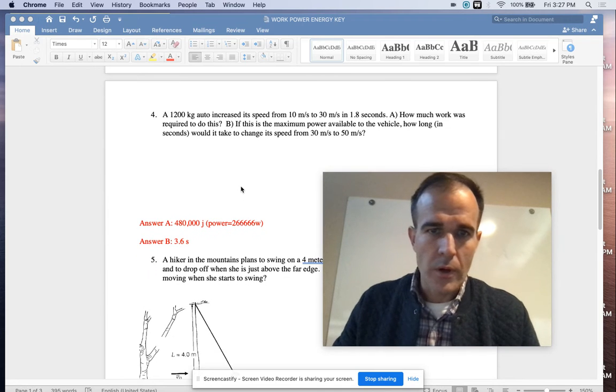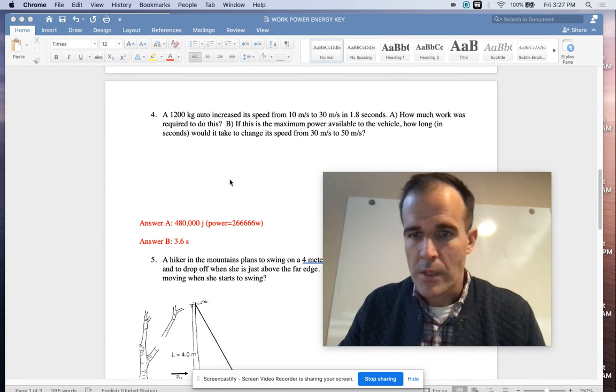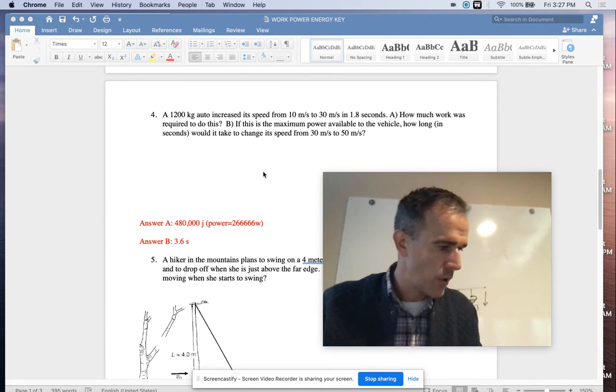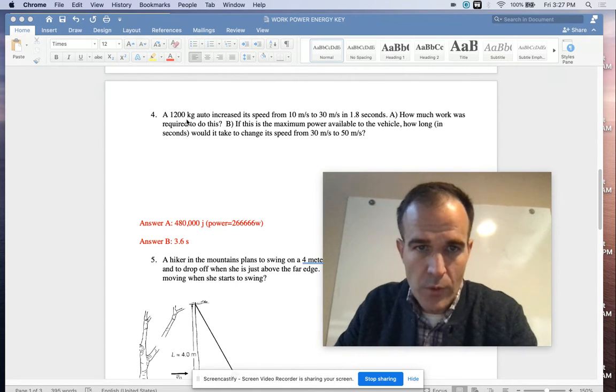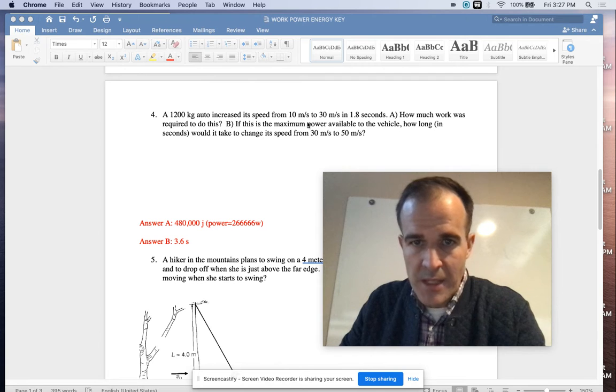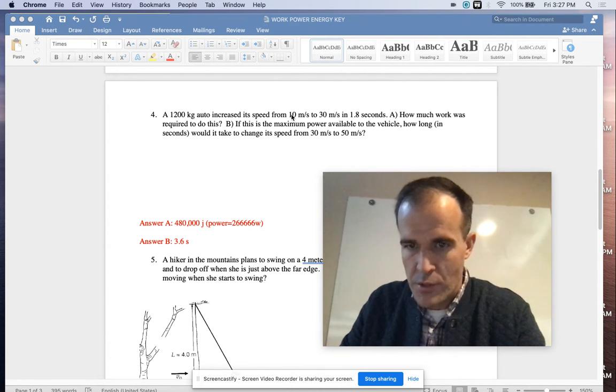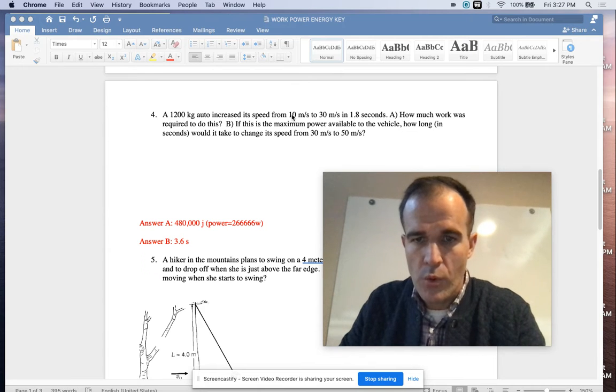4, what's up with 4? So this is one of these work is the change in energy problems. So it's a change in kinetic energy here. It talks about the mass of an automobile, speed from 10 to 30 in 1.8 seconds. How much work is required? So work would be the change in energy.